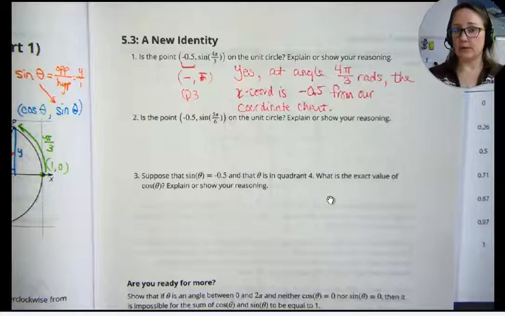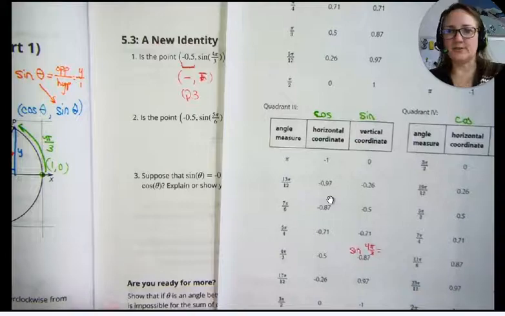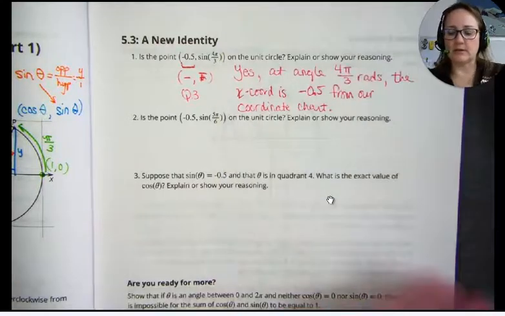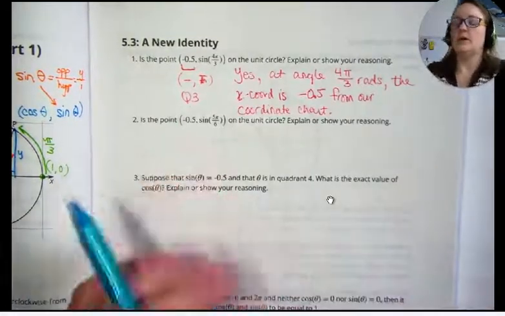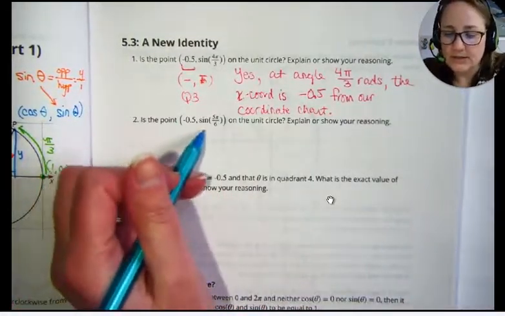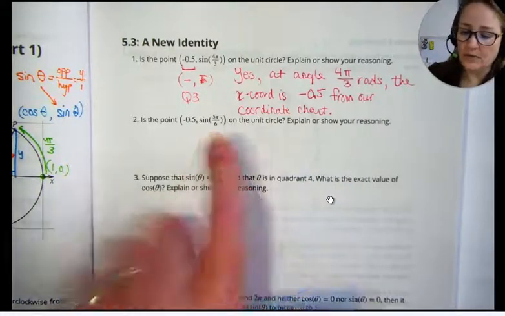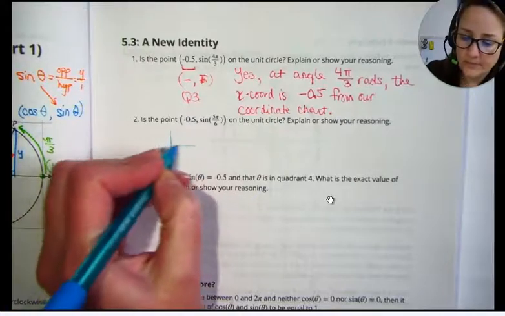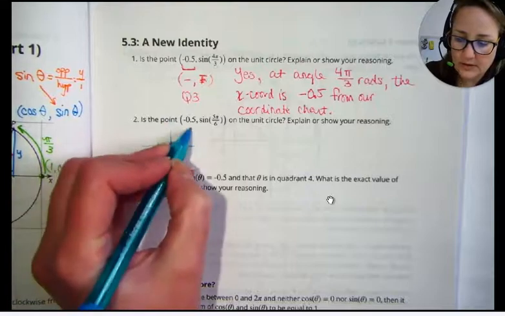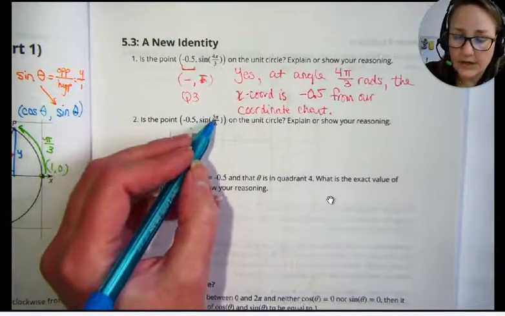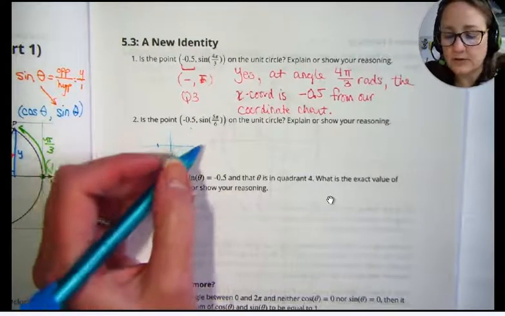Now, a second way to go about doing this is still going to involve our chart, and our chart is really the easiest way for us to be able to tell this kind of stuff. But I'm going to do it without the chart to show it. So that point, it's asking if this is on the unit circle. Okay, so we have a point, negative 0.5 is our x coordinate, sine of 5 pi over 6 is our y coordinate.